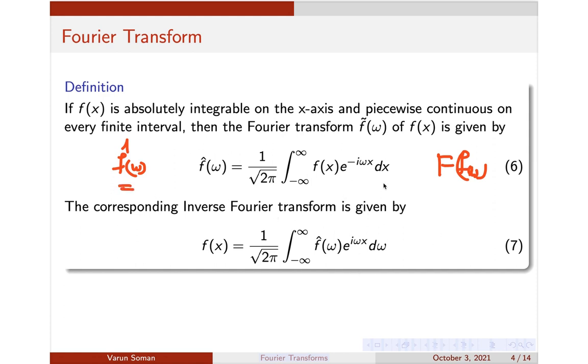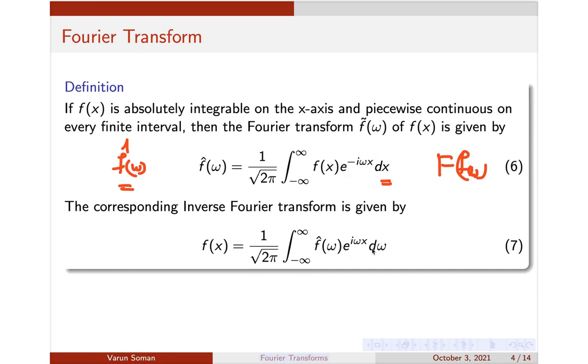So this is the Fourier transform, and for the inverse Fourier transform, you just substitute this f cap of omega here. So it will be 1 by root 2 pi, integral from minus infinity to infinity, f cap of omega e raised to I omega x d omega. One more thing here: the variable of integration is x. So when you integrate, you will get a function in terms of omega only, because everything will be substituted by the limits here.